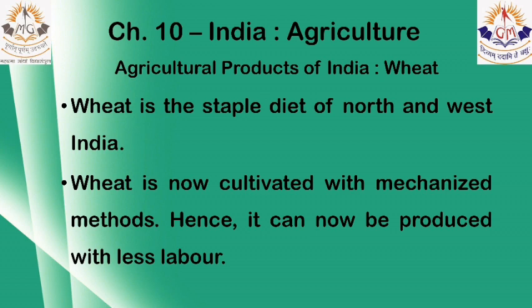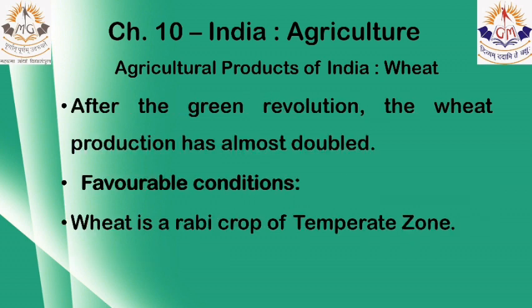Wheat is now cultivated with mechanized methods. Hence it can now be produced with less labor. Wheat is also a crop which requires labor, but nowadays more mechanized farming is done, which cannot be done in rice, but it can be done in wheat, because wheat does not require that much water. It needs water, but not that much like rice. And so mechanized farming can be done, so it becomes speedier, you need fewer laborers, so it's quite cheaper. After the Green Revolution, the wheat production has almost doubled.